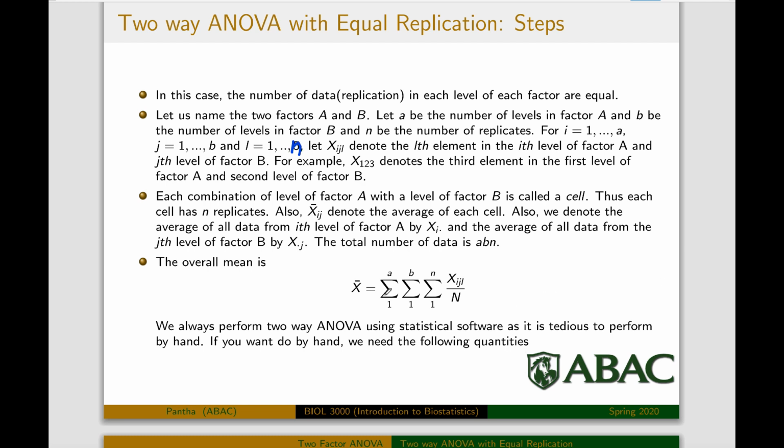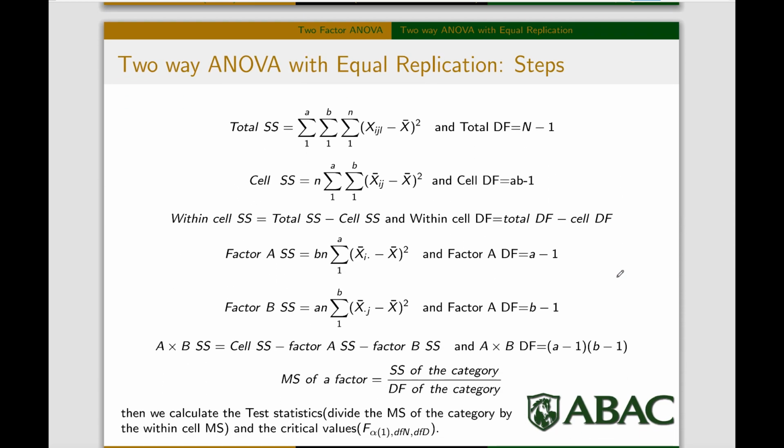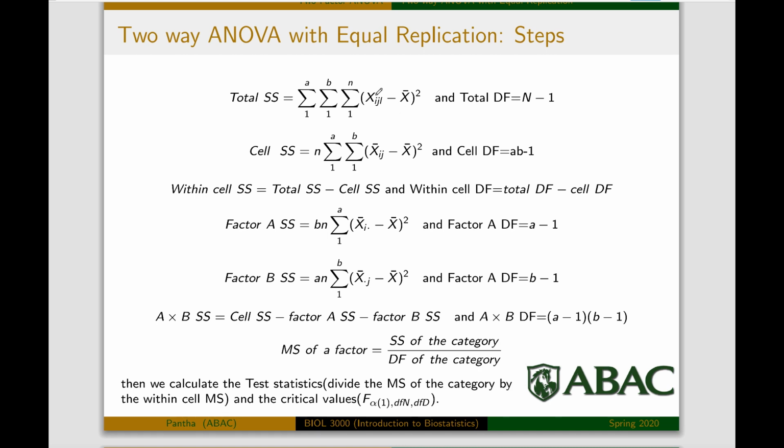Okay. So the overall mean is the sum of all those divided by the total number of n. We always perform a two-way ANOVA using statistical software, as it is tedious to perform by hand. If you want to do it by hand, we need the following quantities. What we need is the total sum of squares. This is how we find it.